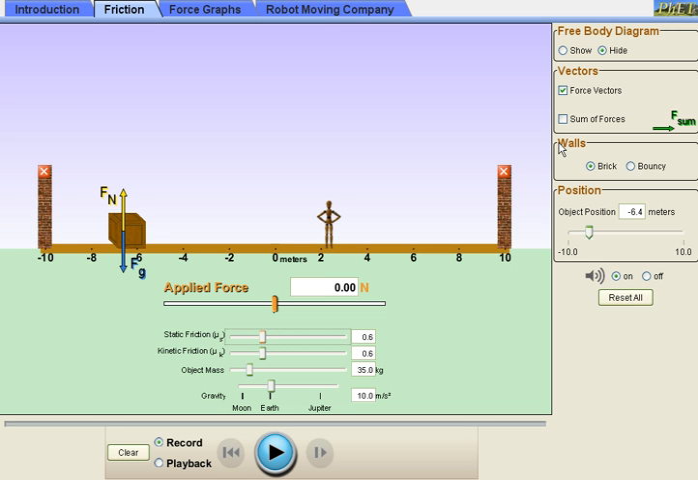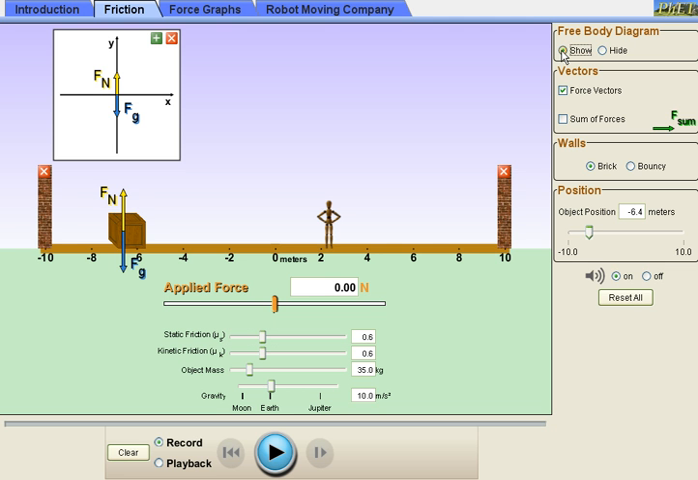Other things that we can change in the simulation is we can apply a free body diagram. This will actually help us to look at the forward force, the applied forces, and the friction forces, which are not shown but will be shown at a later date. We can also use the sum of the forces, which shows the difference between the forward forces and the friction forces. Again, these are not shown. We can change the walls. We're going to leave them as brick.